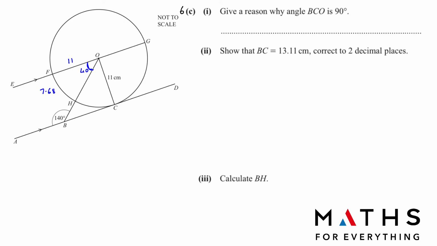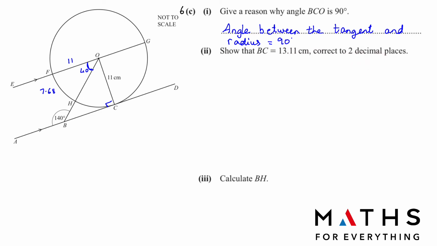6C1. Give a reason why angle BCO is 90 degrees. The angle between the tangent and the radius is always 90 degrees. So this is 90 degrees. This is the reason you have to write. Next, show that BC, this line BC, is equal to 13.11 centimeters, correct to 2 decimal places.